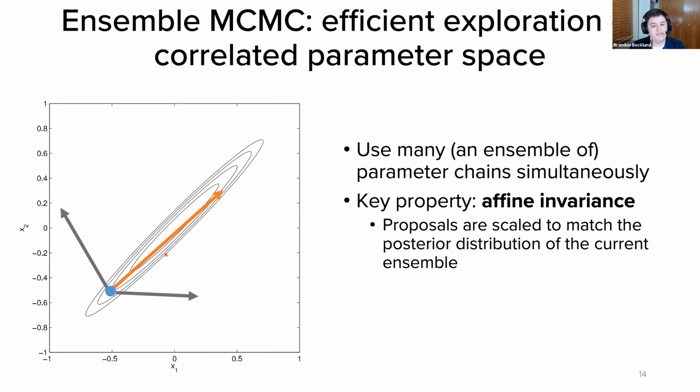And so the property of these samplers is called affine invariance. So it's invariant to some affine transformation, so some scaling or translation.